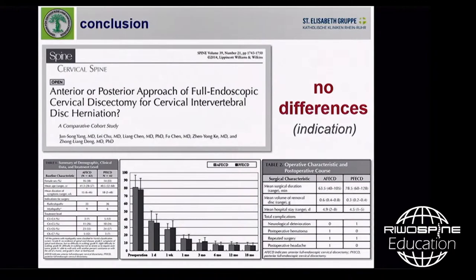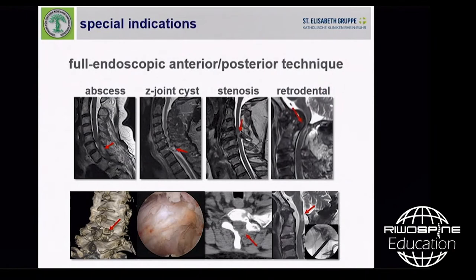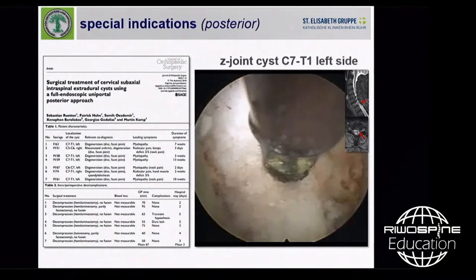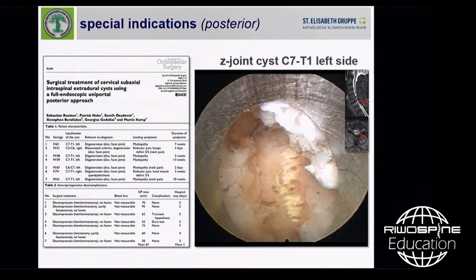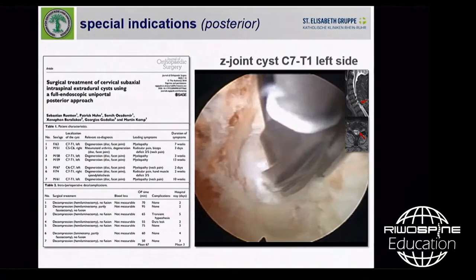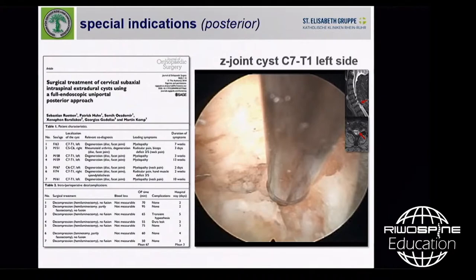Especially in the Asian countries, the anterior approach is very famous now. But beside the pure decompression for disc herniation or spinal stenosis, as you get more experience, we have more and more indications that can be covered by the full endoscopic field. For example, this Z-joint cyst, C7-T1, causing a myelopathy, lying here in the dorsal part. And you see a quite large cyst here. Most of the cysts are located in the lumbar spine, but sometimes we have it in the cervical spine too.